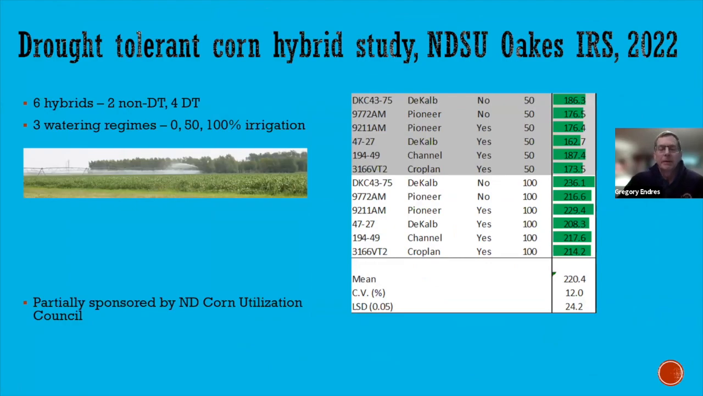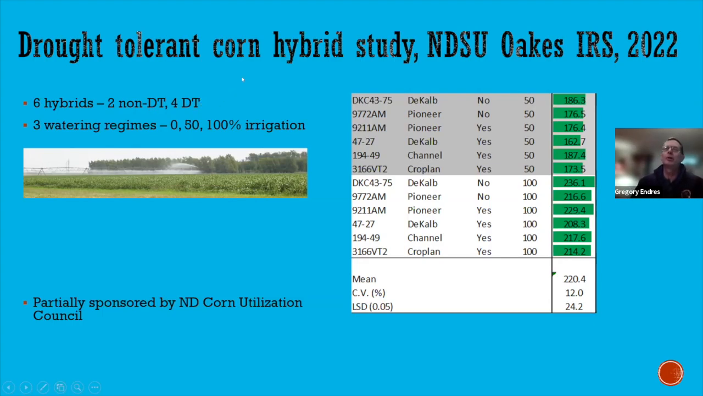One study that NDSU has been conducting at Oaks is looking at drought tolerant corn hybrids. We've done this for 2 years at Oaks. This is our irrigation research site. And to give you a glimpse of some of the work we're doing with drought tolerant hybrids, in this case, in the past season, we had 6 hybrids that we tested. 2 are non-drought tolerant and 4 that were.